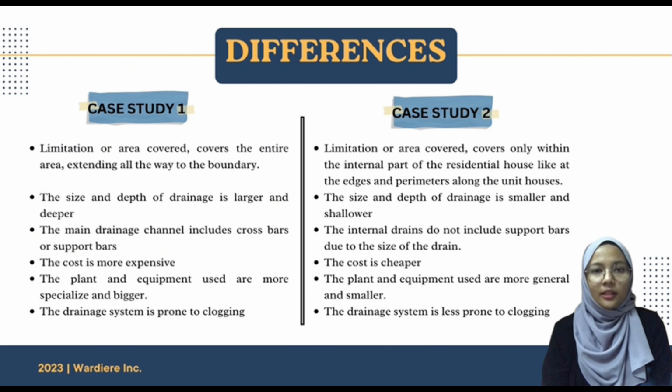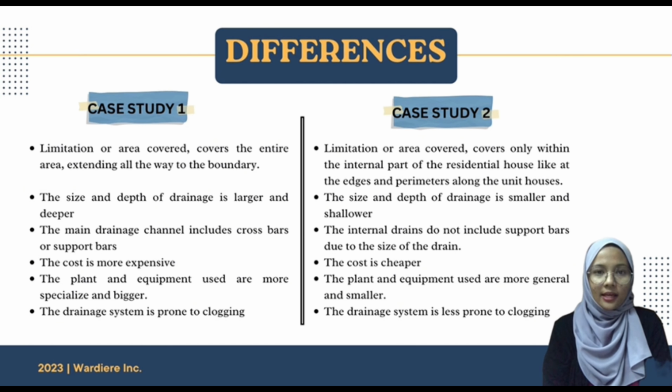covered covers the entire area, extending all the way to the boundary. On the other hand, for case study 2, the limitation or area covered for the drainage system covers only the internal part of the residential house, like at the edges and perimeters along the unit houses.